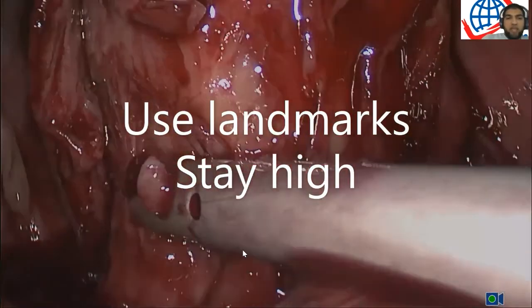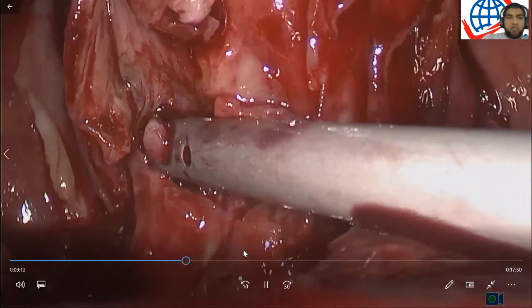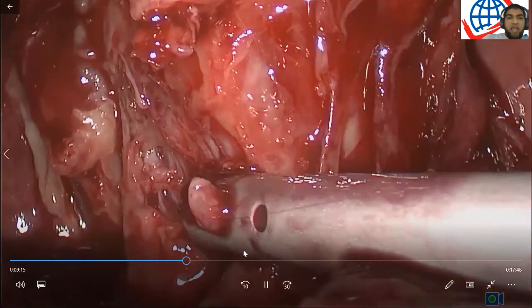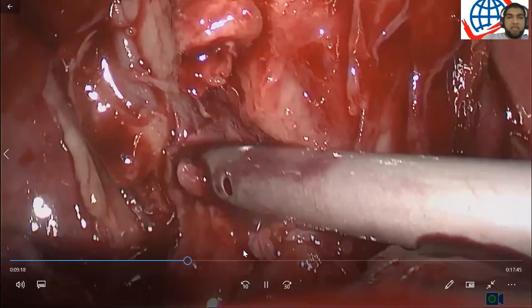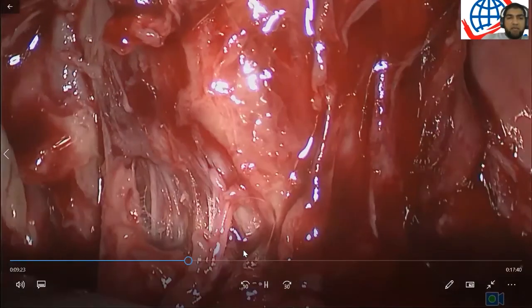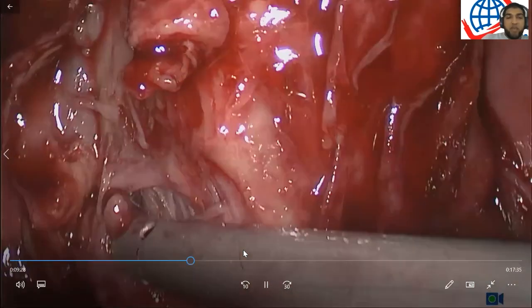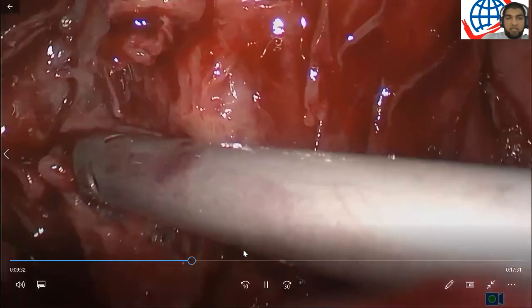So use your landmarks. Once we decompress the gallbladder, we were able to elevate it. And most of the dissection anteriorly and laterally was done. And we're now starting to work our way in the Hartmann's area and near where we expect to find the cystic duct and the cystic artery.